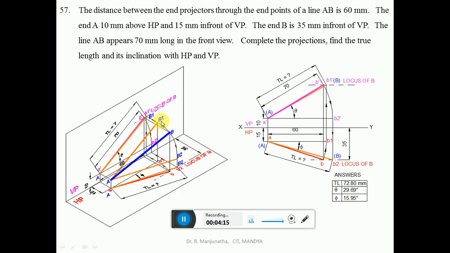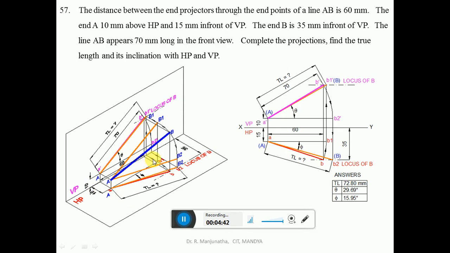But when it is projected in the top view, you can see this is going to be parallel to VP in the top view. You can see that it is in the horizontal plane. So when you are rotating in space, the image traced by this will be on the horizontal plane. With A as center, you take the radius of AB and rotate it such that it is parallel to VP. That means small a and b1 are both in front of VP by 15 mm.